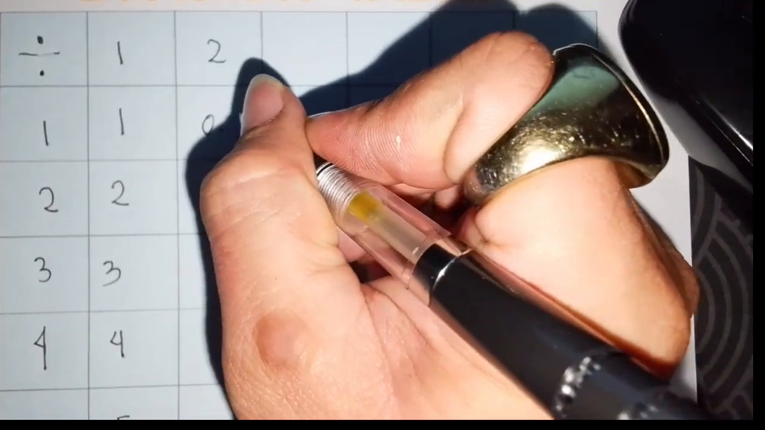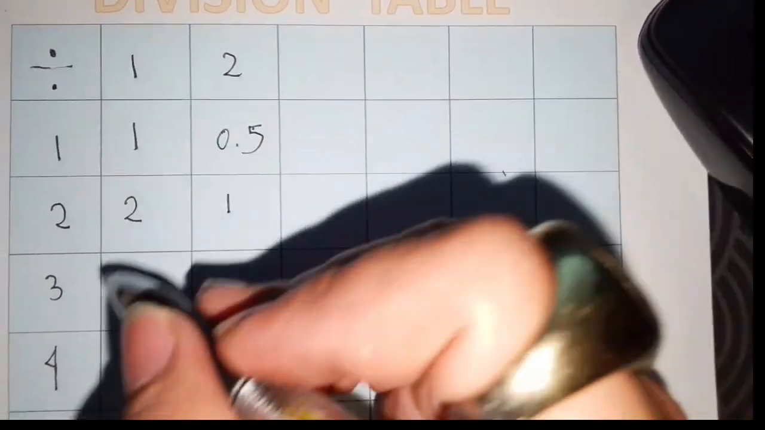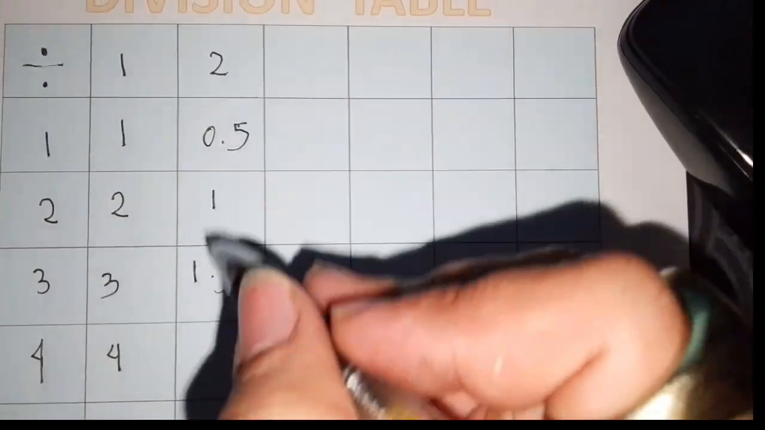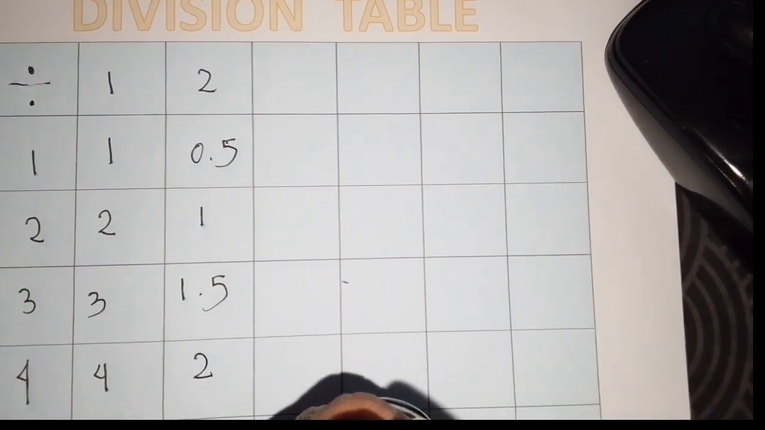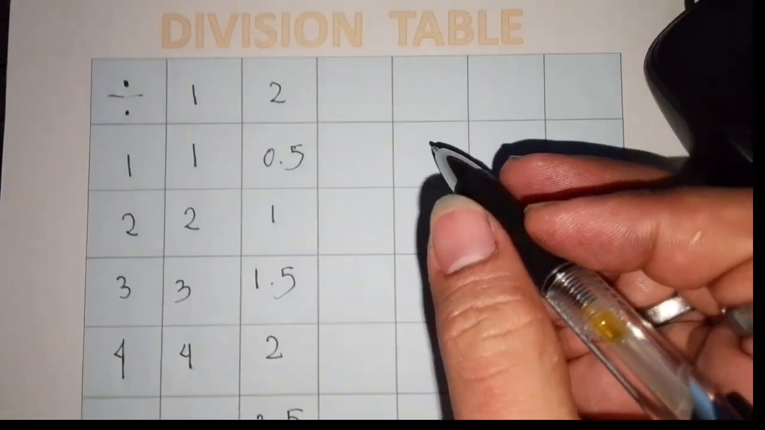So by 2. So 1 divided by 2 is 0.5, 2 divided by 2 is 1, and 3 divided by 2 is 1.5, 4 divided by 2 is 2, and 5 divided by 2 is 2.5, 6 divided by 2 is 3.